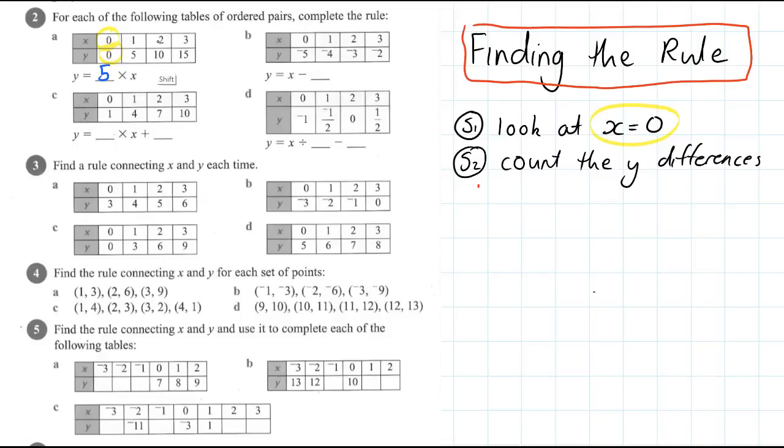The gap between 5 and 10 is 5. The gap between 10 and 15 is 5. So this is counting up in 5s. The only thing that counts up in 5s, you have 5 times tables. So that's the first question. I did the procedure of looking at 0 to work out if there was a plus or minus bit, and then looked at the y to count the differences. I'll also do B, and see if you can just cruise ahead if you want, or have a go first, pause the video, and then see if you get it right.